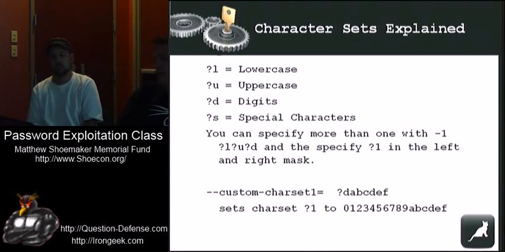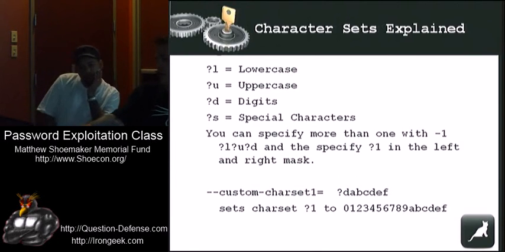Real quick, the way the character sets work in oclHashcat. This will make more sense when it's on the command line, but $L means lowercase, $U means uppercase, $D means digits, $S means special characters. And the way that you specify more is you do a -1 and then the character sets that you want. And you can also remove that and just specify the straight letters to make a custom mask.